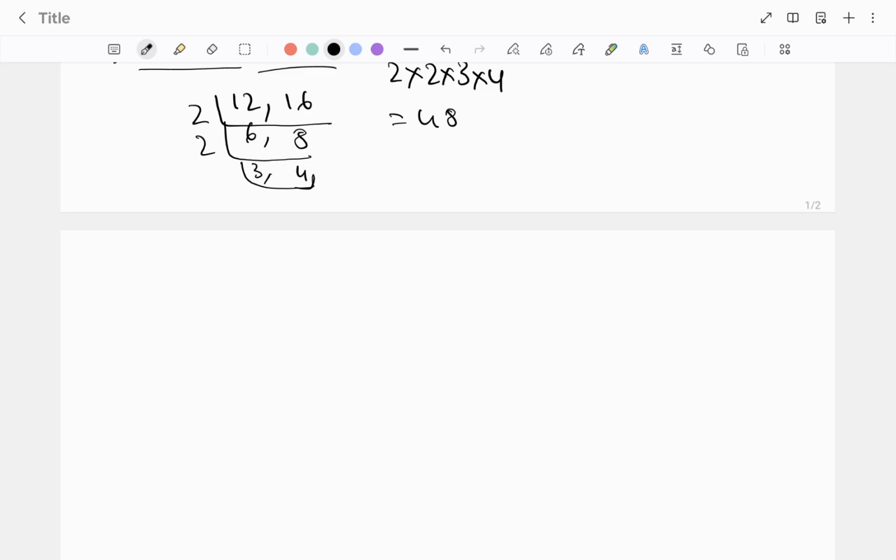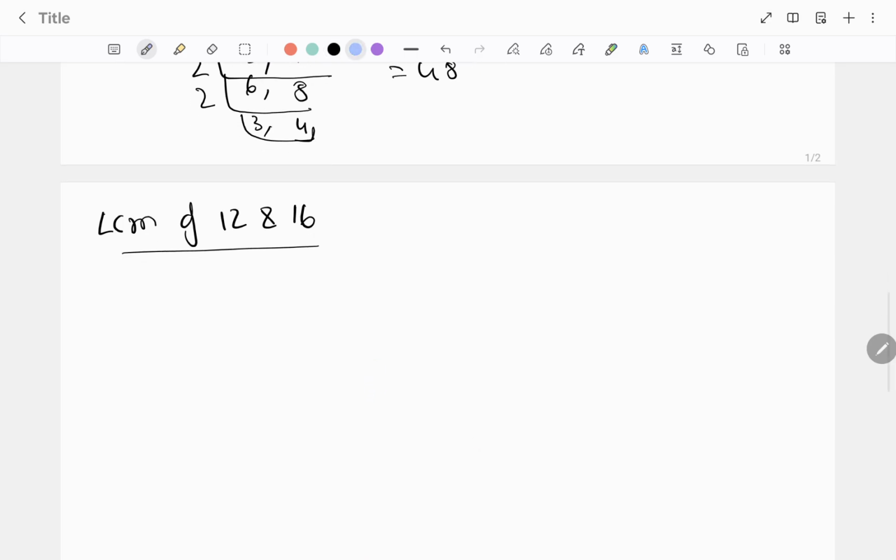Another method: LCM of 12 and 16 in a different way. What to do was take the ratio. 12 and 16, both divided by 4. How many times? 3 times and 4 times. Now multiply everything: 4 into 3 into 4 is equal to 48. This is one of the methods. Out of all these, the best thing I prefer is prime factorization.